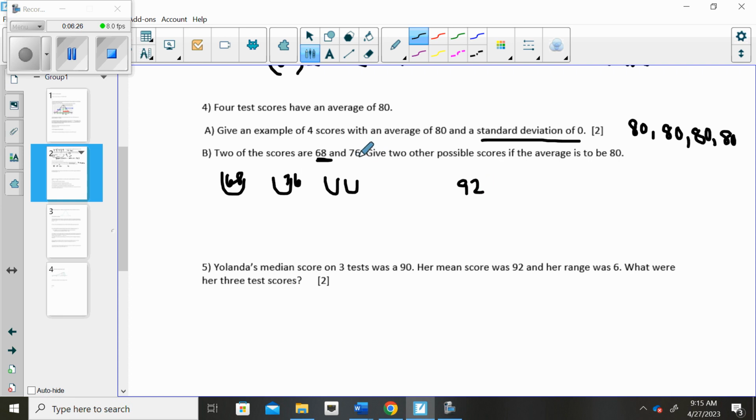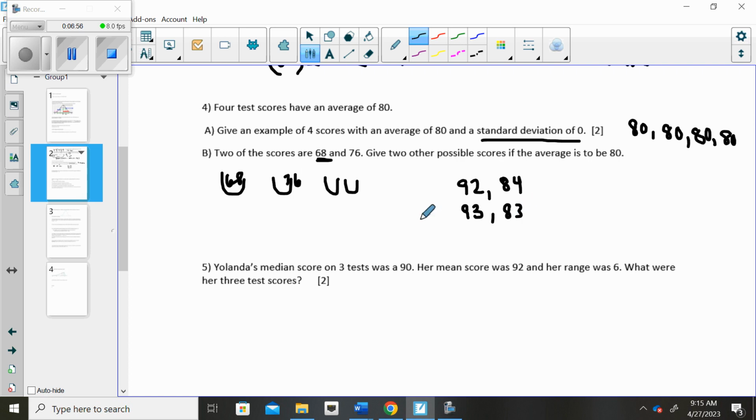And then this person is 4 below 80. So let me give 4 to the other person, right, to counterbalance. And I could get these two scores. Okay, and then we had to give 2 other possible scores to be 80, which I could just say, well, if this person gets an extra point, then this person loses a point.